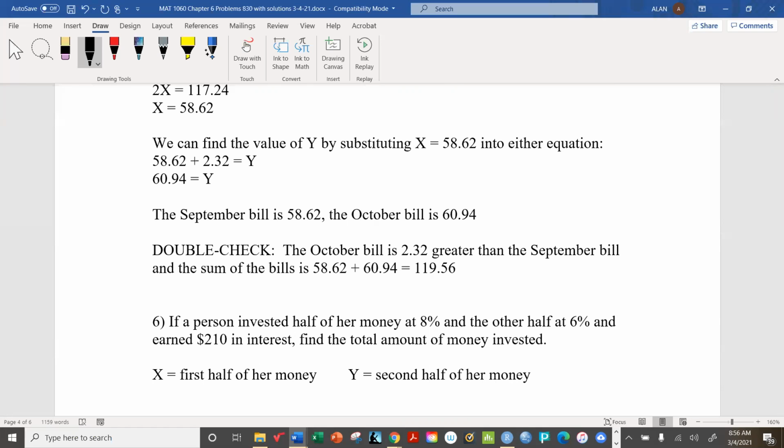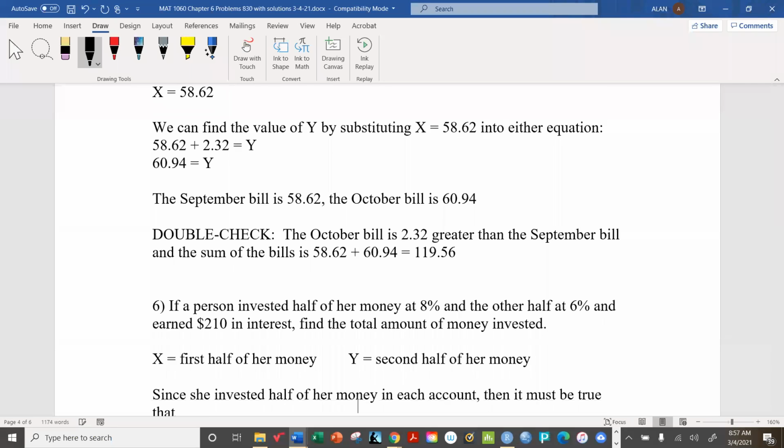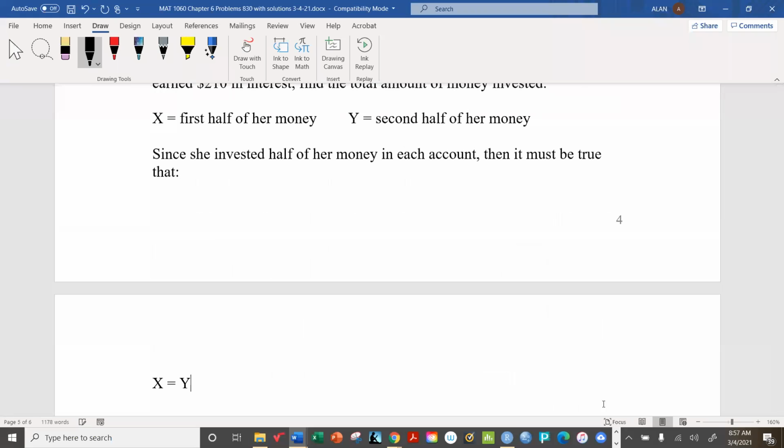Now, what do we know? Well, we're looking for the total. One thing we do know is that since she invested half of her money in each account, it must be true that X equals Y. In other words, the dollar value of her investment is the same in both accounts.